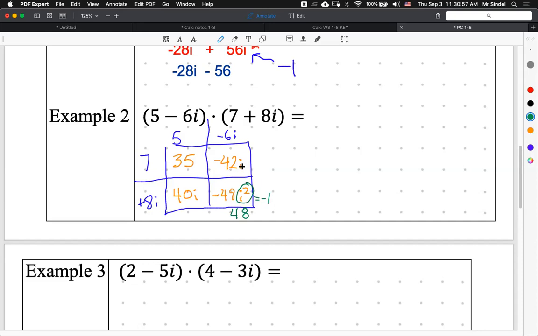And then if you do it this way, the box diagonals should add up. They should be like terms. So 48 and 35 add up, and then 40i and negative 42i, those both have i's in them, are going to go ahead and be added. So let's do the 48 and 35 first. So 48 and 35, that's going to be, what is that, 83, I think? So we have 83. And then 40i minus 42i is negative 2i.